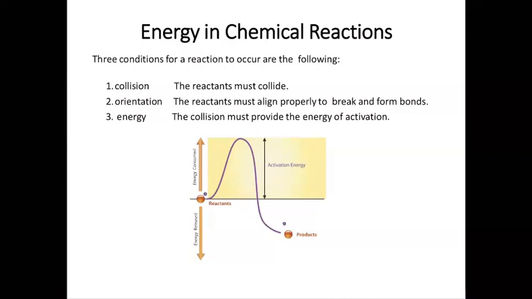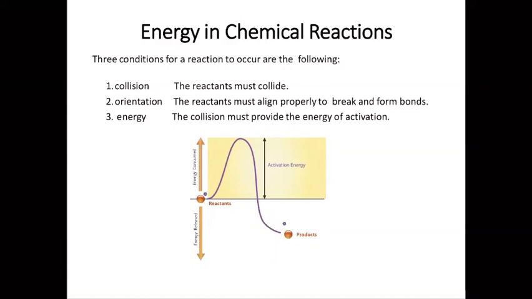Now, when it comes to reactions, understand that there are 3 conditions for a reaction to occur, okay? And the 3 conditions are, number 1, collisions. So what do I mean by collisions? Well, the reactants have to hit each other, in other words, collide. So what that means essentially is that the reactants need to meet. So what are the reactants? Those are going to be the substances that have to meet each other in a reaction.